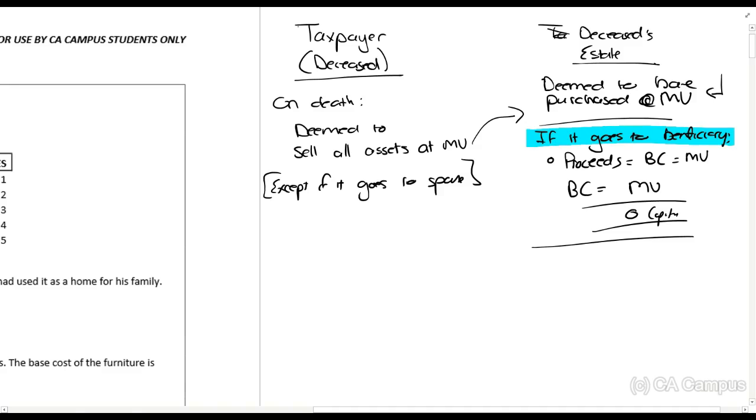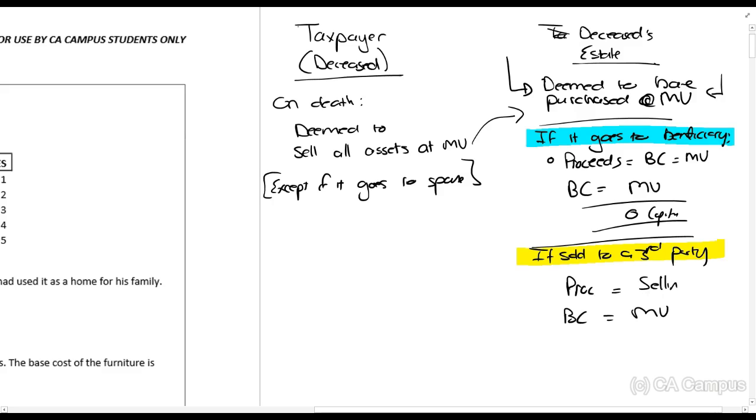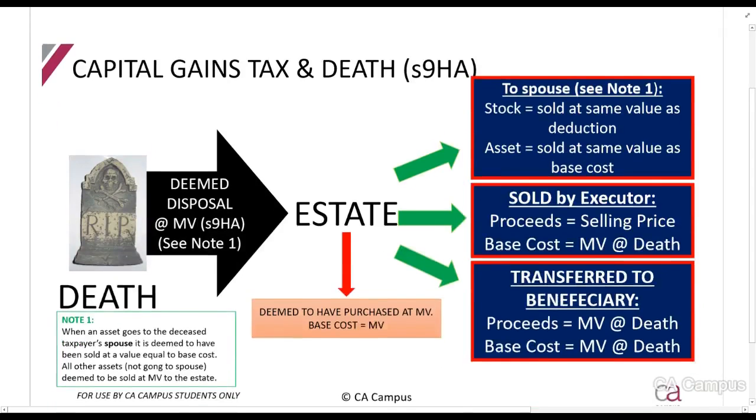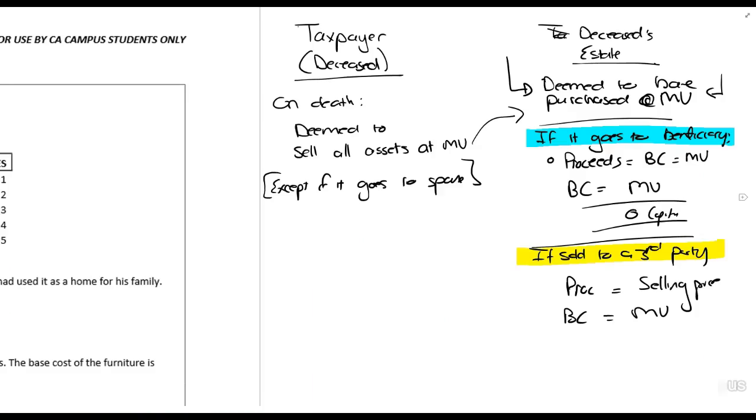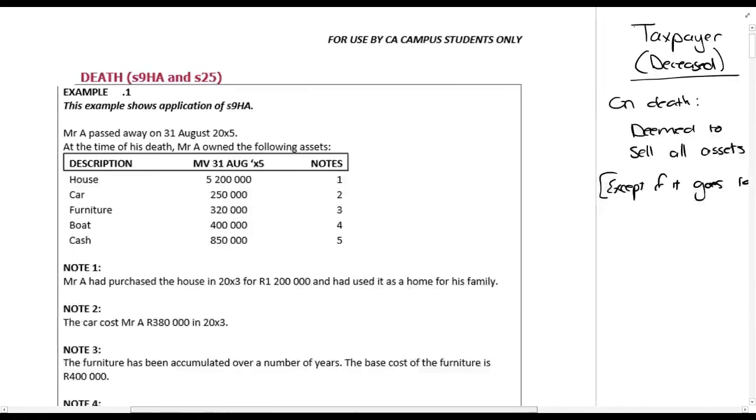If sold to a third party, the rule is the base cost equals the market value. Why? Because we purchased it at market value. And the proceeds equals the selling price. So these rules that are discussed here are the same ones that you see over here, and we'll see them now reapplied.